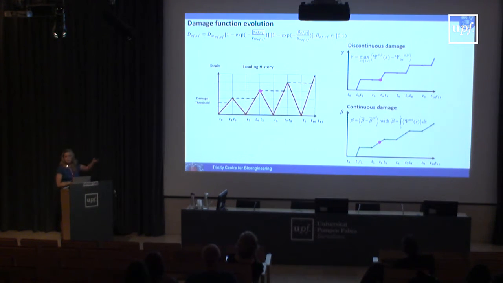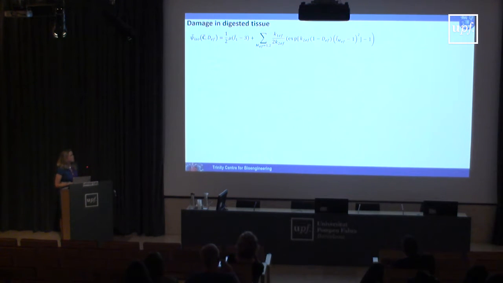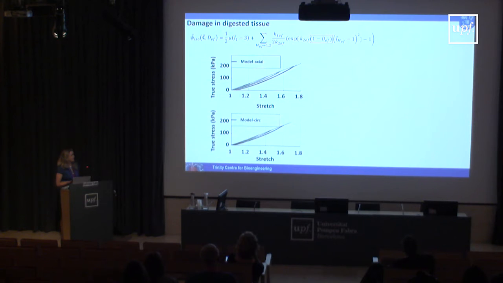So these two parameters are essentially accumulating damage, and as you accumulate discontinuous or continuous damage, your gamma and beta will evolve to soften the tissue and to induce permanent set into the tissue. So this model, as I said, there's one for the elastin fibres and one for the collagen fibres. So in the digested tissue, we don't have any collagen fibres present.